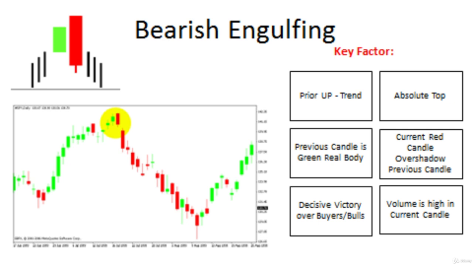As you see in the chart formation on your screen, there is a prior uptrend, and at the absolute top the big real body candle overshadows the previous green real body candle. Before finalizing the bearish engulfing pattern, we again consider the key factors. The prior trend is an uptrend. This candle formation will be at an absolute top. The prior candle is a green real body candle, and the current red candle overshadows the previous green candle.